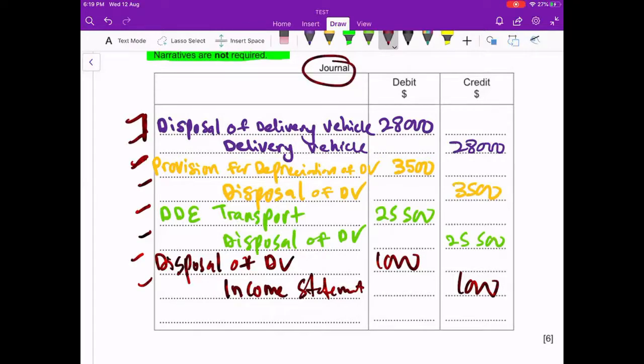If it is a loss, you write income statement first, disposal down, because income statement will be on the debit side. Cannot?